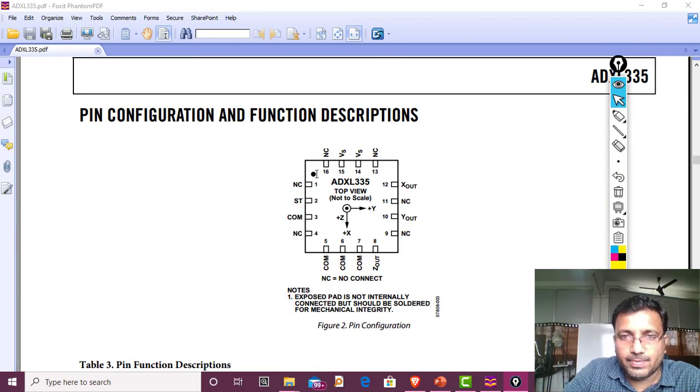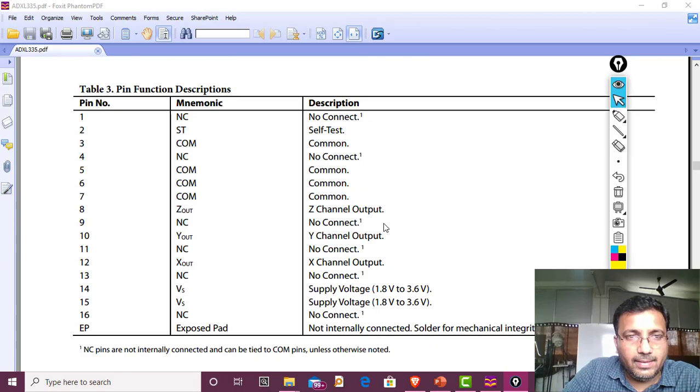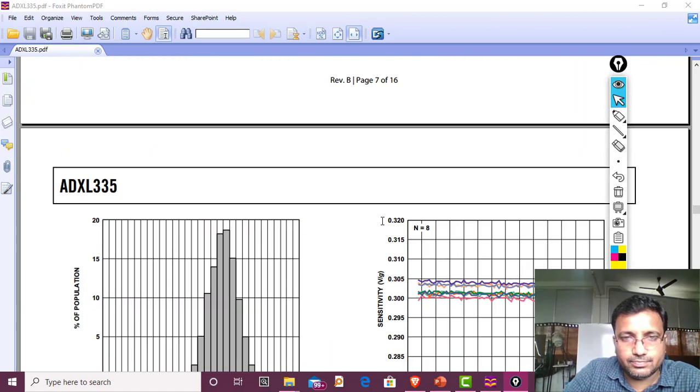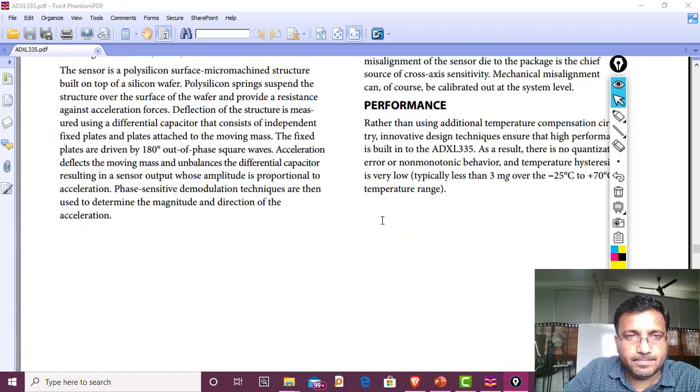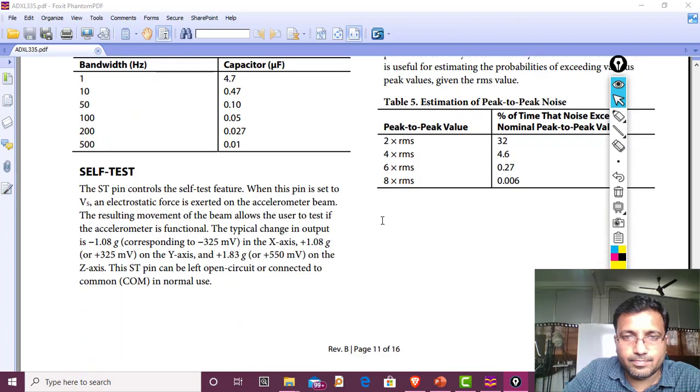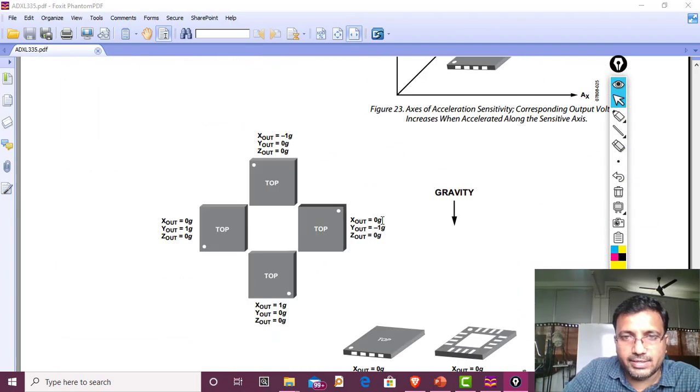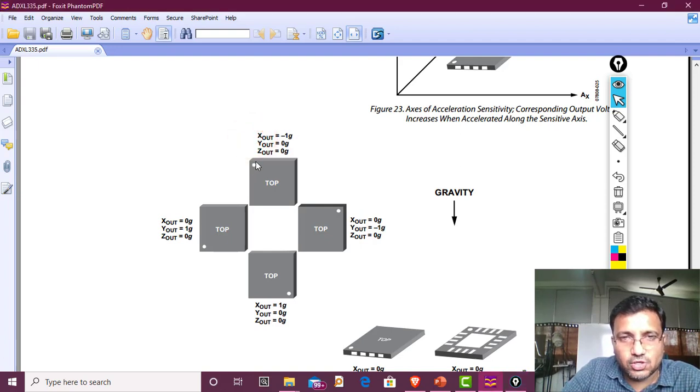So here it is an IC. One dot is available on that IC, which signifies the top view of the IC. Whenever this dot is on the top side, X out is equal to -1. Whenever this dot is at the bottom side, X out is equal to 1. Whenever the top is at this side, Y out is equal to 1, and on this side, Y out is equal to -1.